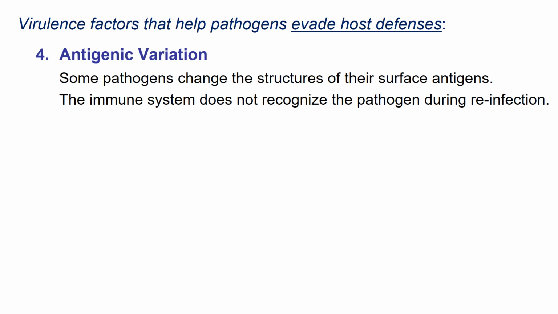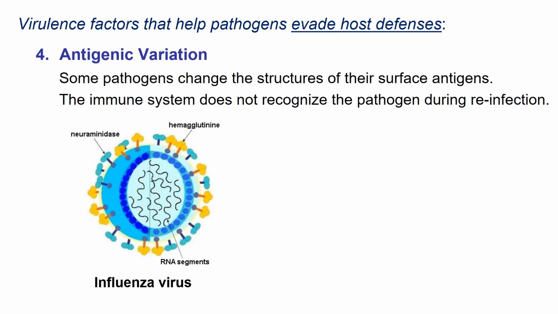Something else pathogens can do is they can vary their antigens. That means that they change the structures on their surface, so it's harder for the immune system to recognize what they're looking at. We already talked about the influenza virus way back in topic 6 when we were talking about antigenic drift and antigenic shift. This is a virus that mutates slowly, or sometimes rapidly if we're talking about shift, and it's mutating these surface structures, hemagglutinin, H, and neuraminidase, N. So H1N1, for example, describes the flu virus.